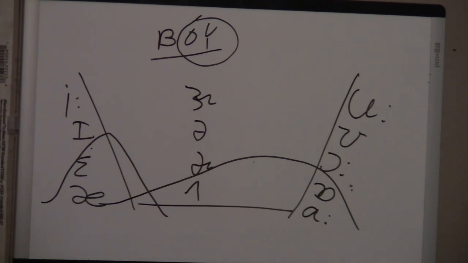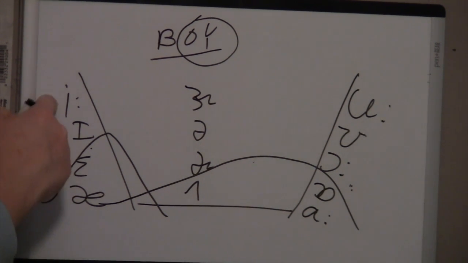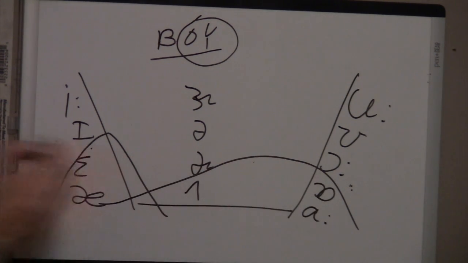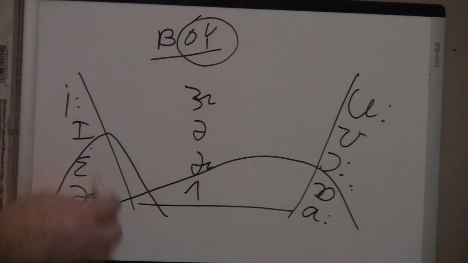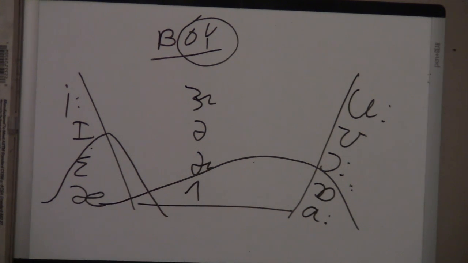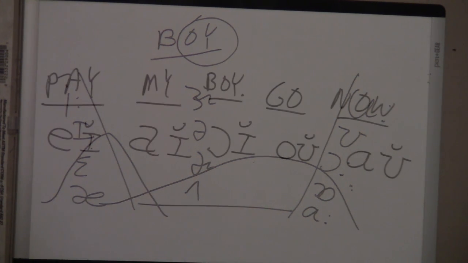Do it slowly again. Oi. Now if you really exaggerate the sound, it'll feel like you go to the E as in Lee, but if you say it quickly, it's oi. And that's what a diphthong is. Two separate sounds on the vowel chart. You put them together and you make a new sound.